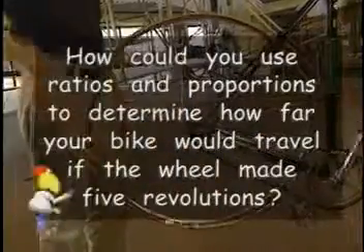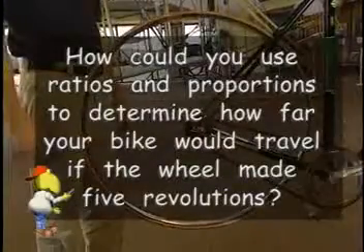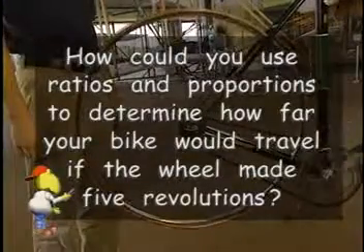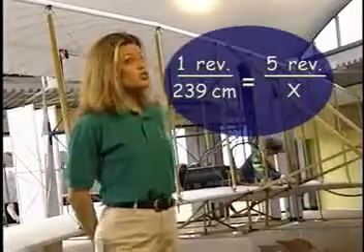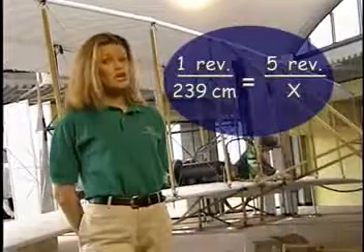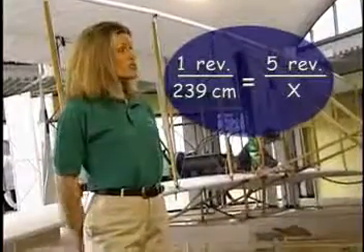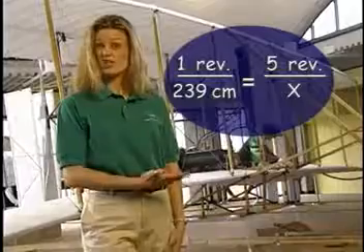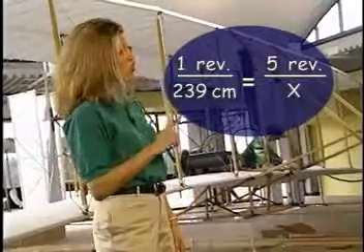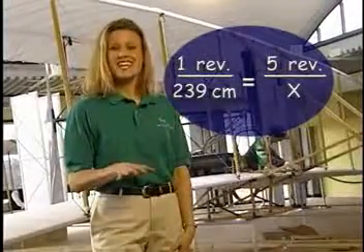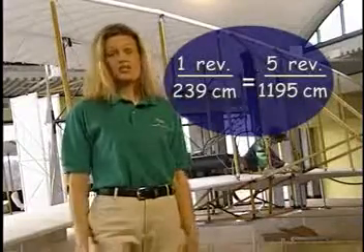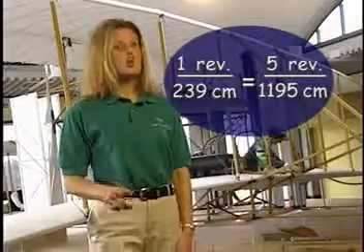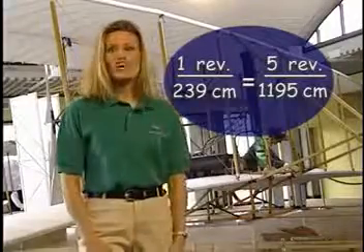How could you use ratios and proportions to determine how far your bike would travel if the wheel made 5 revolutions? Simple. Set up a proportion like this. One revolution to 239 centimeters equals 5 revolutions to x, which is the unknown distance. Now, by cross-multiplying, we can see that the wheel would roll 1,195 centimeters in 5 revolutions. Notice that the fraction ratios are equivalent.